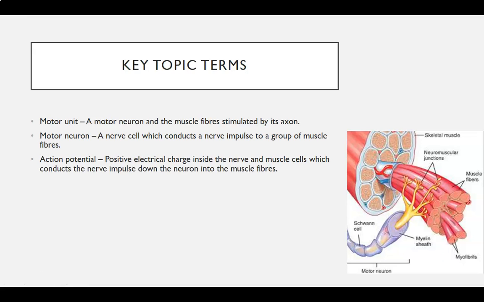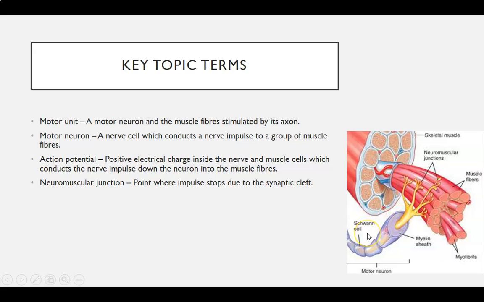We need to be aware of this term, an action potential. So an action potential is a positive electrical charge inside the nerve and muscle cells which conducts the nerve impulse down the neuron into the muscle fibres. So that's very wordy. An action potential is a positive electrical charge that's sent down the neuron to the muscle fibre. So again, here we've got a motor neuron. Here we've got a muscle fibre, therefore this is a motor unit. And an action potential is this positive charge that is sent from the central nervous system down this motor neuron to the muscle fibres. Done.